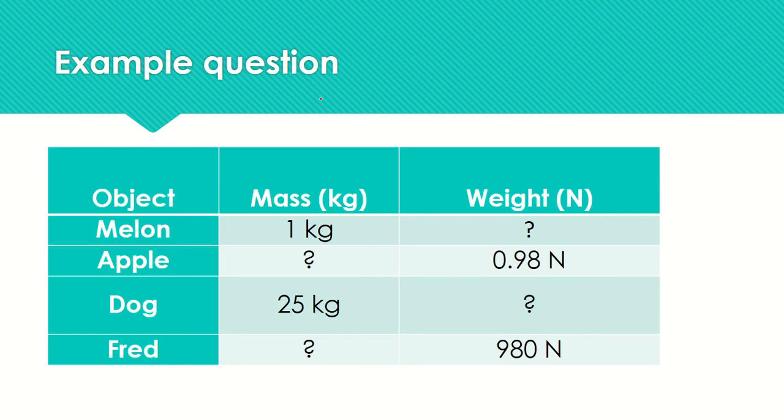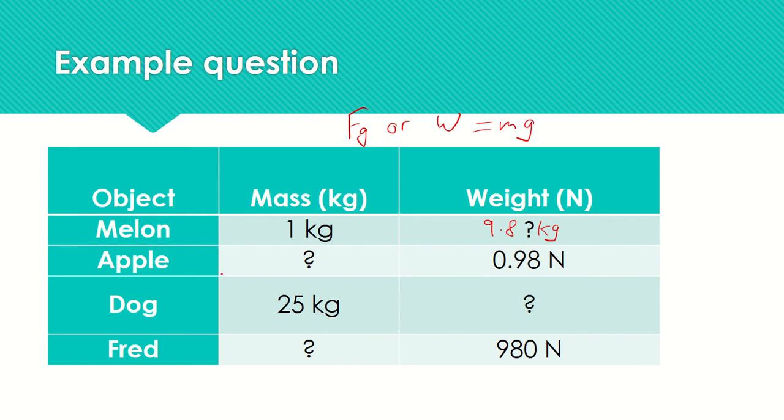So just a quick little example question. If a melon has a mass of 1 kilogram, its weight would be, remember, force due to gravity, or weight, is equal to mass times gravity. So it would be the mass, 1 kilo, times 9.8. So it would be 9.8 newtons.